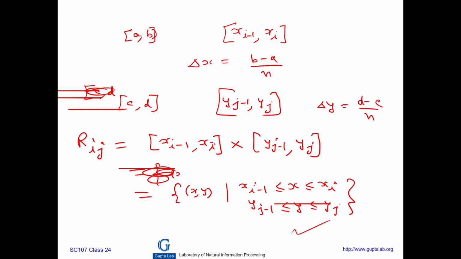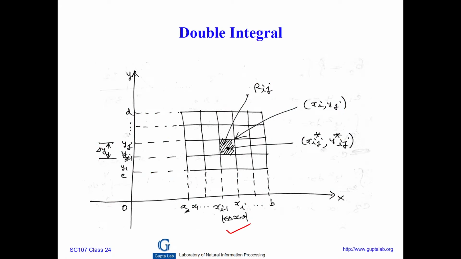This is Rij, and the area of this is delta x into delta y, right? Because this is delta x, this is delta y, so the area is delta x delta y. The area of this small rectangle in the whole big rectangle is delta A, delta x into delta y, correct? Now I am taking a point xij star, yij star inside this small rectangle and computing the value of this function, and that will be the height, right? Multiply that function height with this area and then sum.